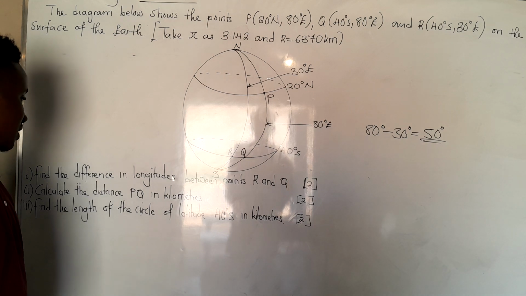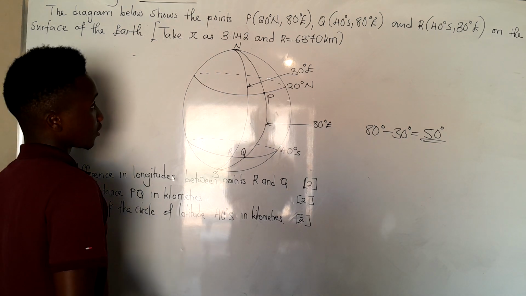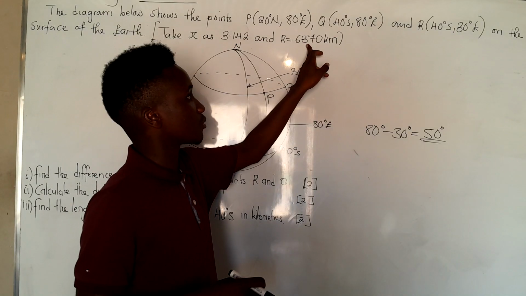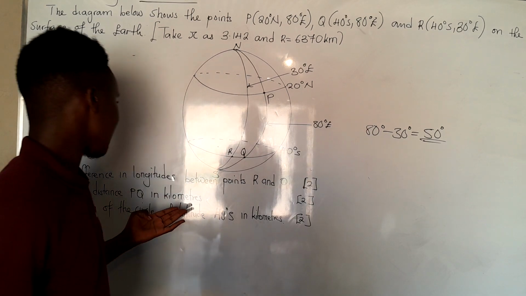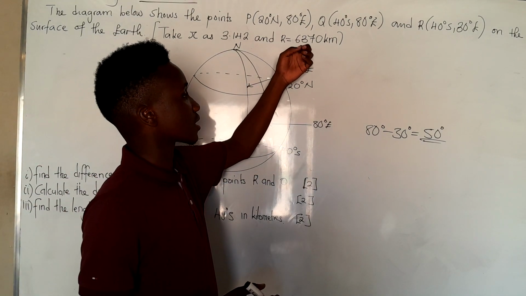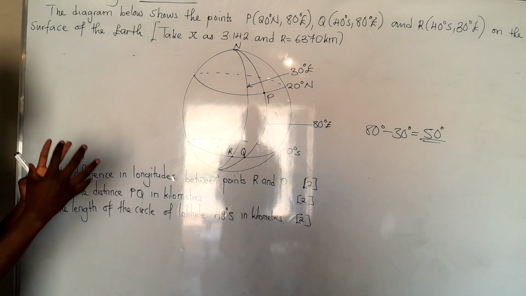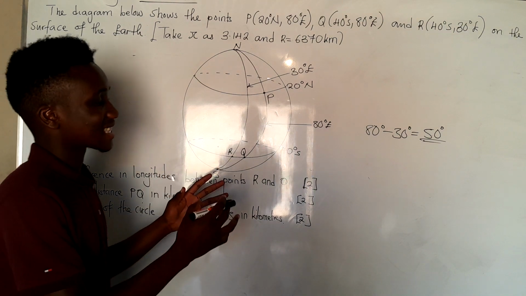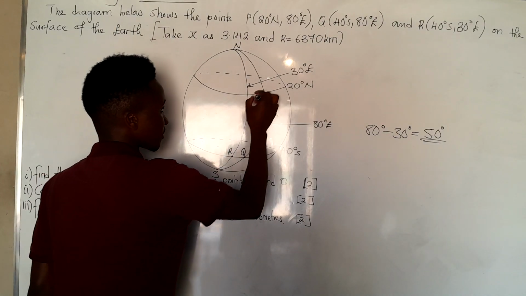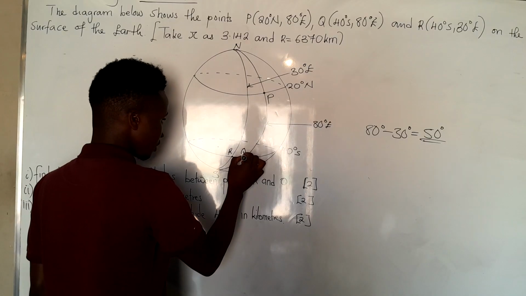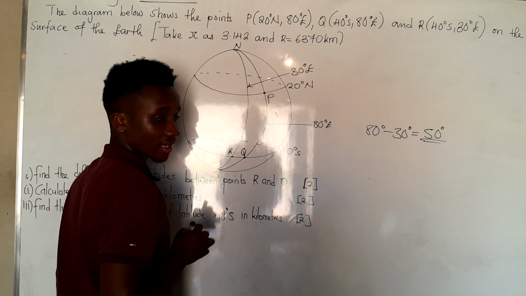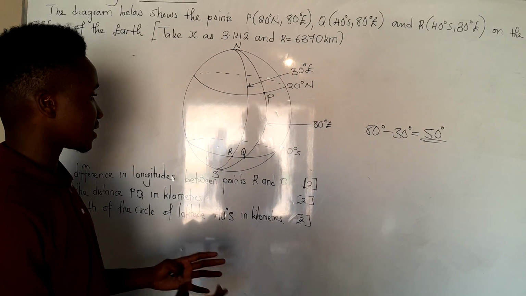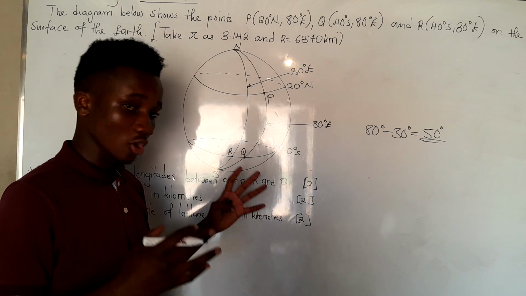Then they've said calculate the distance PQ in kilometers. Remember, whenever they ask for the distance in kilometers, where there is R, put 6,370. If they want the distance in nautical miles, where there is R, put 3,437. Now, what formula do we use to calculate distance of points lying on the same longitude? You can see P here and Q here, they are on the same longitude, which is 80 degrees east.